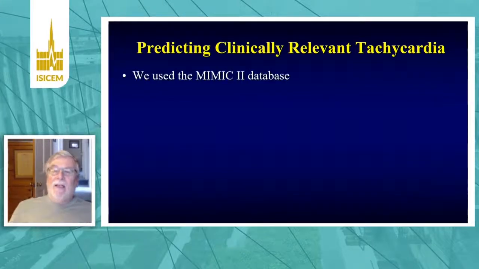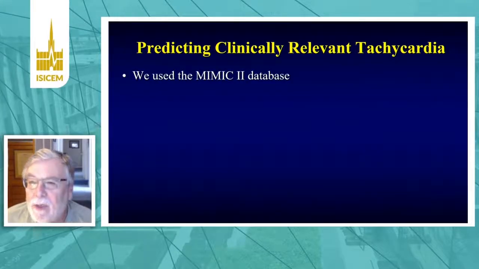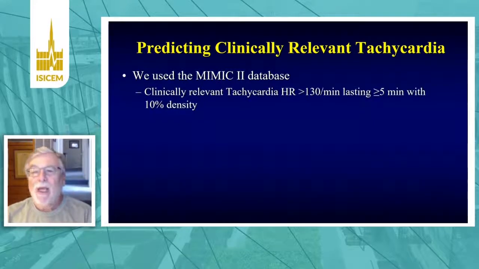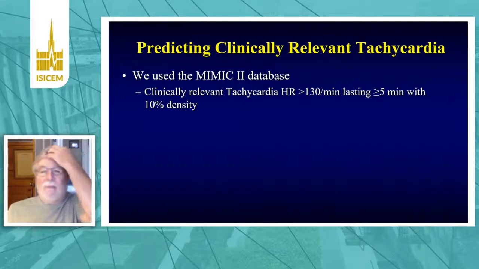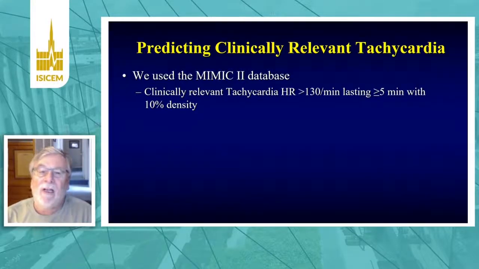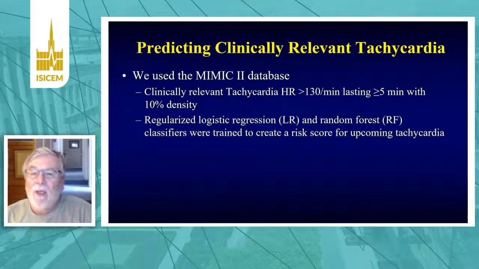Predicting reality, one of the things that we looked at was predicting tachycardia. With our junior faculty, Ju Yoon, we used the MIMIC database, MIMIC2, and we looked for clinically relevant tachycardia, which we defined as greater than 130 beats a minute, lasting for more than 5 minutes with a density of tachycardia of greater than 10%. We used as our two machine learning classifiers, regularized logistic regression and random forest.